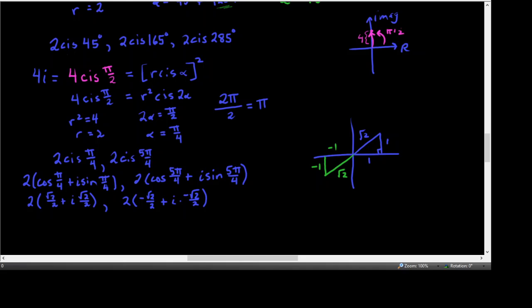And then distributing, you get square root of 2 plus i square root of 2, which is one of your square roots of that number, and negative square root of 2 minus i square root of 2 is your other square root of that original number. Okay. Next one.